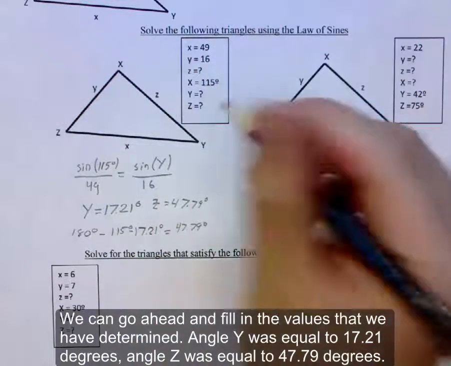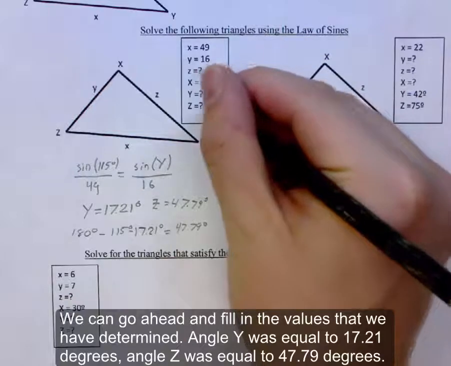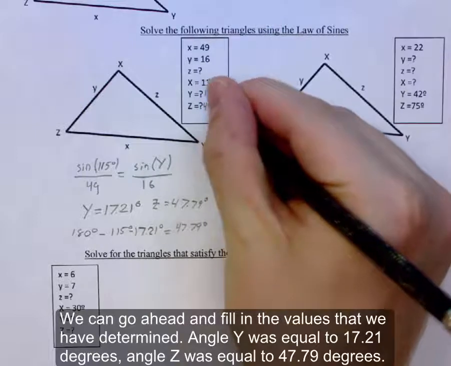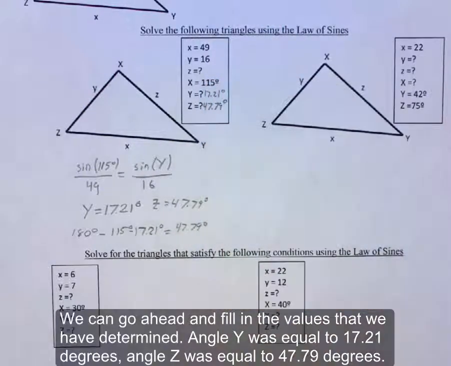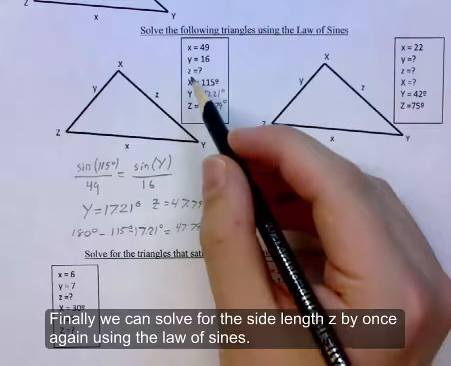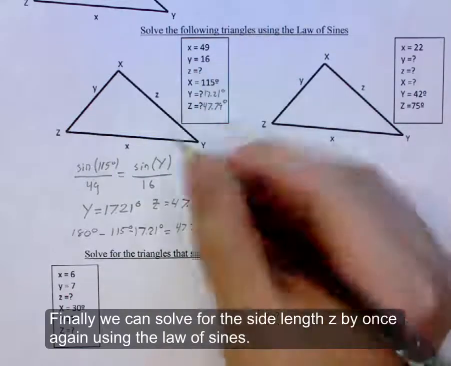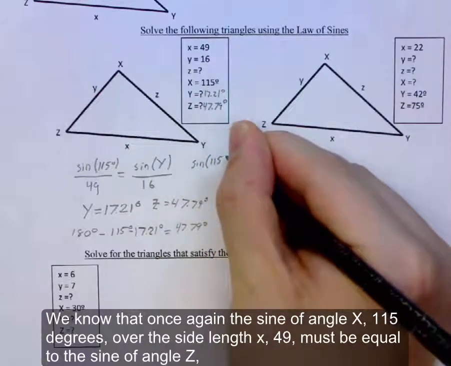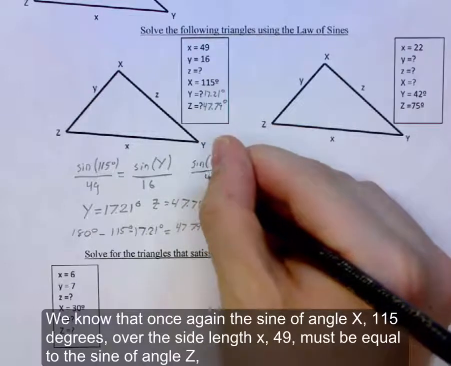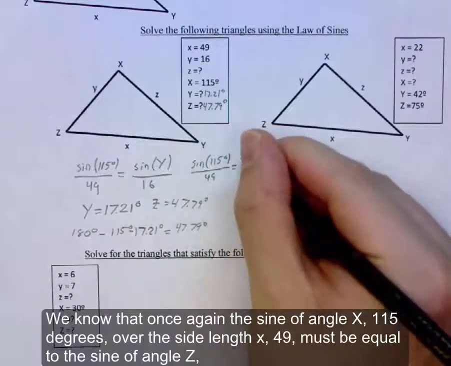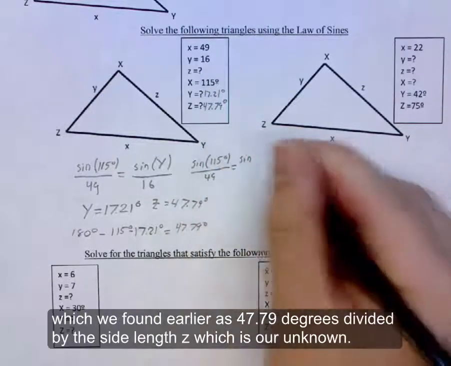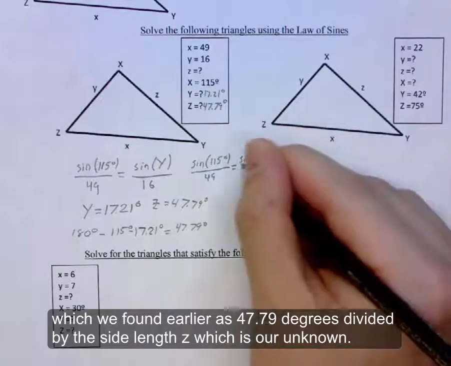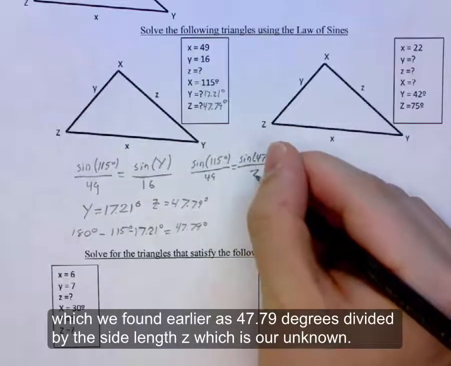We can go ahead and fill in the values that we have determined. Angle y was equal to 17.21 degrees. Angle z was equal to 47.79 degrees. Finally, we can solve for the side length z by once again using the law of sines. We know that once again the sine of angle x, 115 degrees, over the side length x, 49, must be equal to the sine of angle z, which we found earlier as 47.79 degrees, divided by the side length z, which is our unknown.